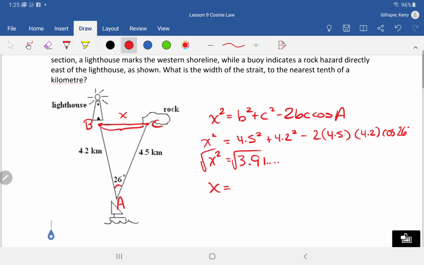And we get 1.978. I'm actually going to round that to 2 decimal places. I know this says nearest tenth of a kilometer, but I think it should be a little more accurate. Let's go 1.98. So that's the nearest 100th kilometer. And that's the distance that the boat has to get between the lighthouse and the rock.